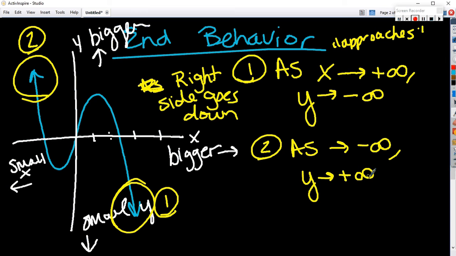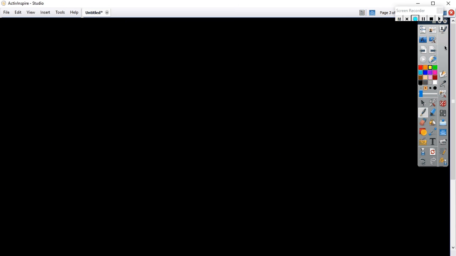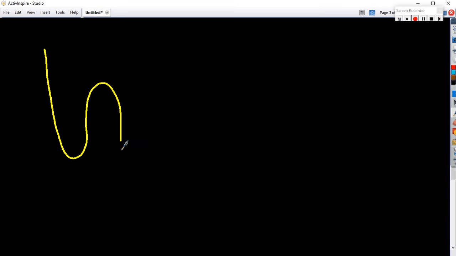Okay, let me give you another graph and let's see if you can describe the end behavior. You have to do the same thing you just did. What kind of graph is that? A quartic. The thing with end behavior is that it's always going to be the same two sentences. As x goes positive, what does y do? And then as x goes negative, what does y do? There are two ends. There's always two ends to a graph.